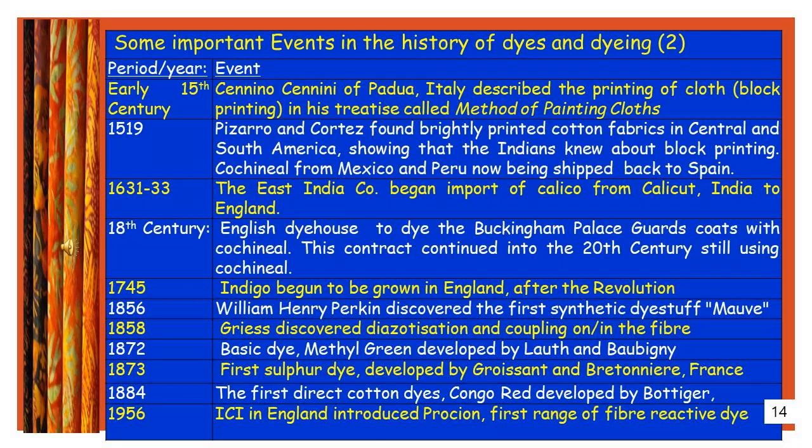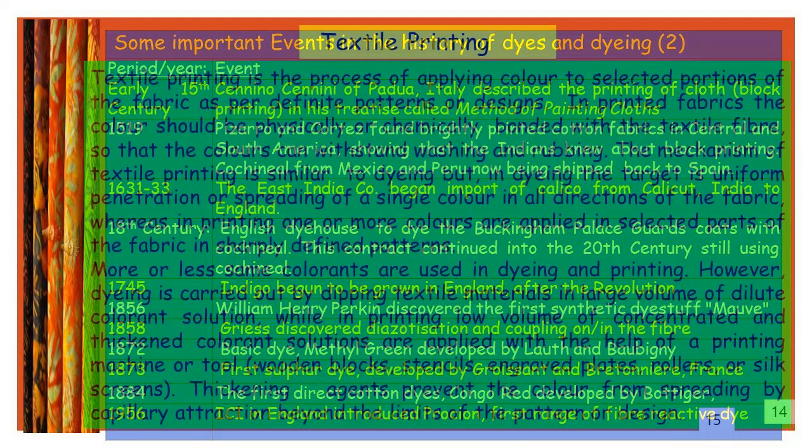1856, William Henry Perkin discovered the first synthetic dyestuff, mauve. 1858, Griess discovered diazotization and coupling on or in the fiber. 1872, basic dye methyl green developed by Lauth and Bouvigny. 1873, first sulfur dye developed by Croissant and Bretonniere, France. 1884, the first direct dye, Congo red, developed by Böttiger. 1956, ICI in England introduced Procion, the first range of fiber reactive dyes.